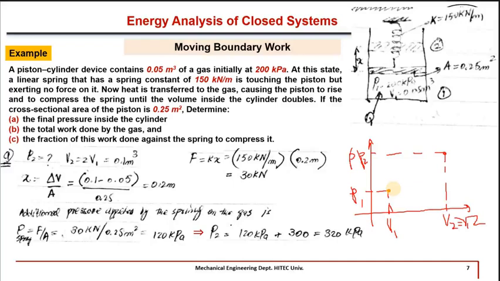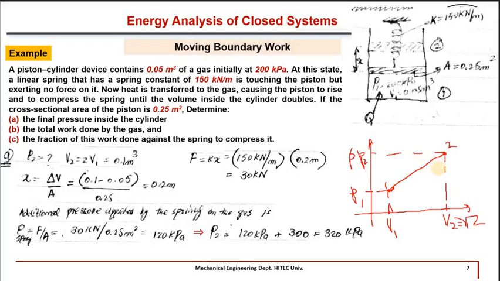Now, because this piston is attached to a linear spring, the path between this initial state 1 and final state 2 will be a straight line. So we can join these two points directly with a straight line, because it is attached to a linear spring, and that's why the change from state 1 to state 2 will be linear.